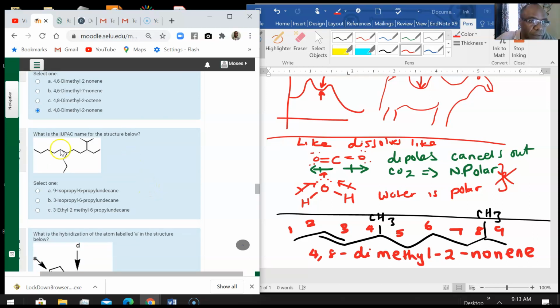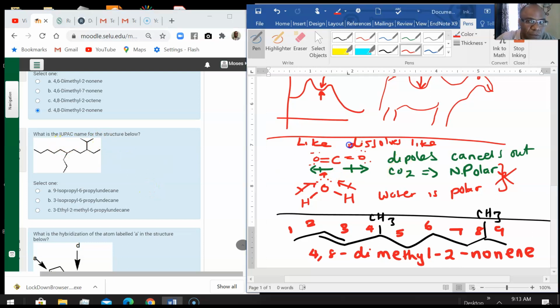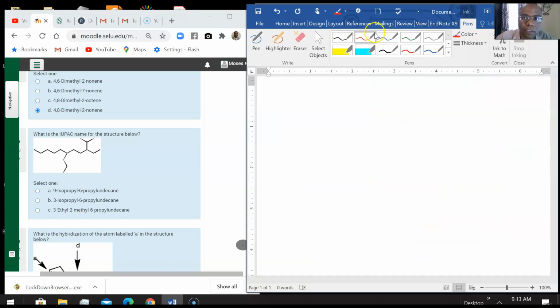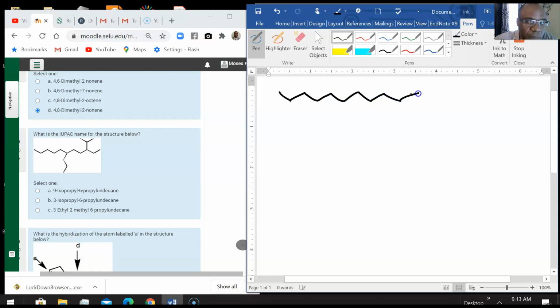Moving on. What's the IUPAC name for this structure below? I have to delete all this again so we can start over. Okay, down, up, down, up, down, up, down, up, down, up, and then isopropyl is right there, I think. Okay, so find the longest chain. I feel like the longest chain will be this one.